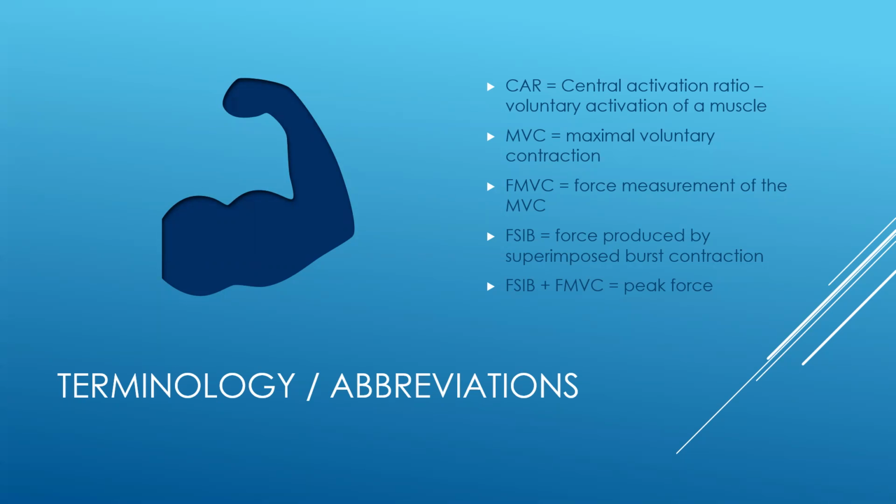The most important one of these is going to be CAR, C-A-R. It's the central activation ratio. The best way to describe this is the voluntary activation of a muscle. So the recruitment of the motor units to produce the force that is going to be that contraction.